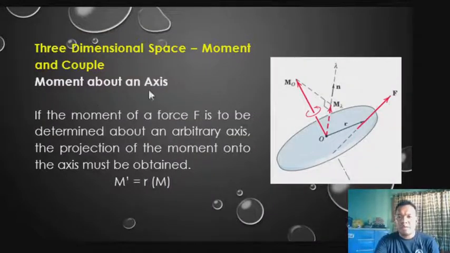So, moment about an axis. If the moment of a force F is to be determined about an arbitrary axis, the projection of the moment onto the axis must be obtained. M prime is equivalent to R times M.